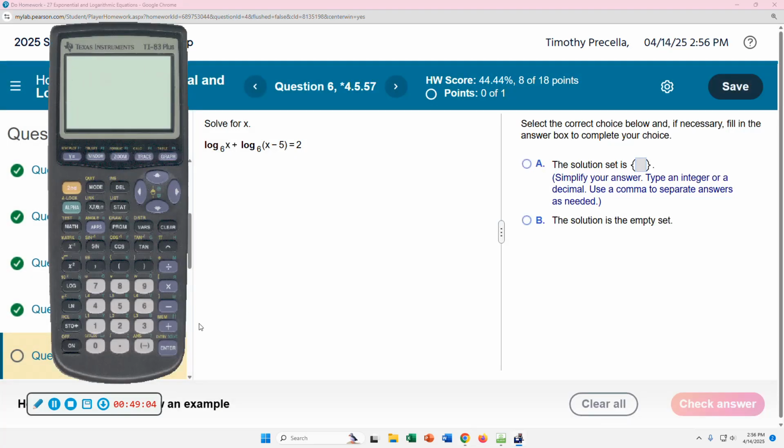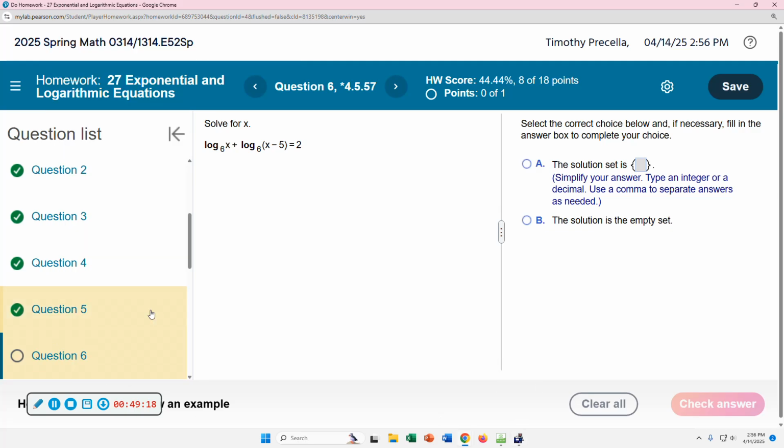Number 6. Hopefully you remember how to condense logarithms. That stuff we were doing the last time. We have log base 6 of x plus log base 6 of x minus 5 is equal to 2.